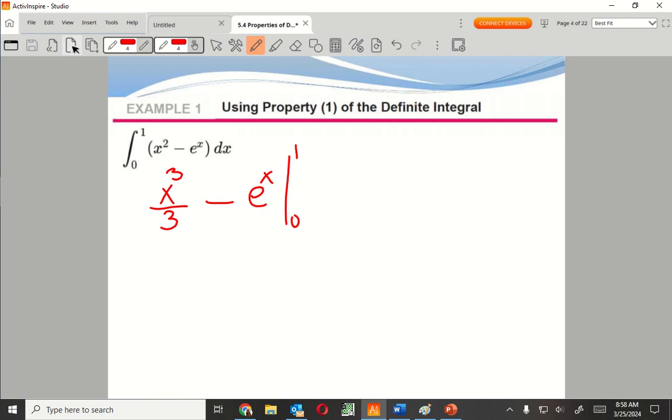So go ahead, plug this in. Plug in the top. That's going to give me 1/3 minus e to the first. Now I'm going to subtract the lower bound. So I always try to do it like this. I put a parentheses or a bracket to separate it right here. So there is going to be a distribution when I do the second part. So now plug in the 0. That's going to be 0 over 3 minus e to the 0.